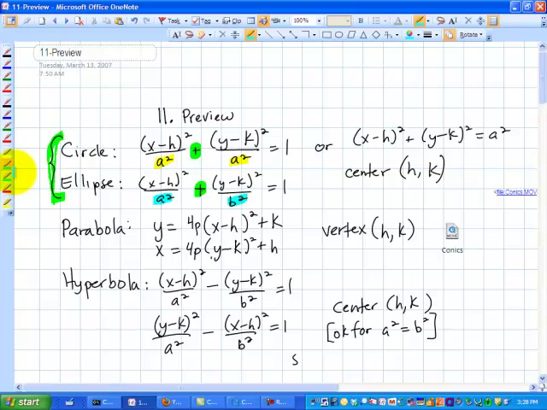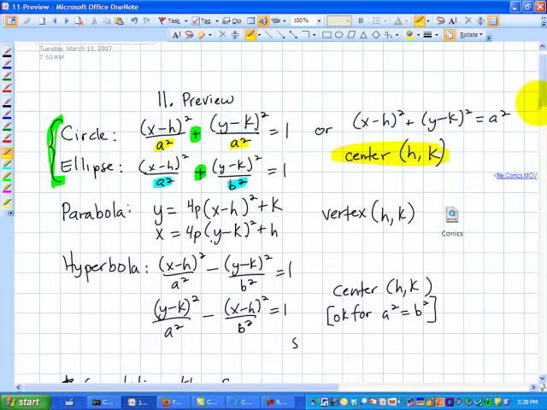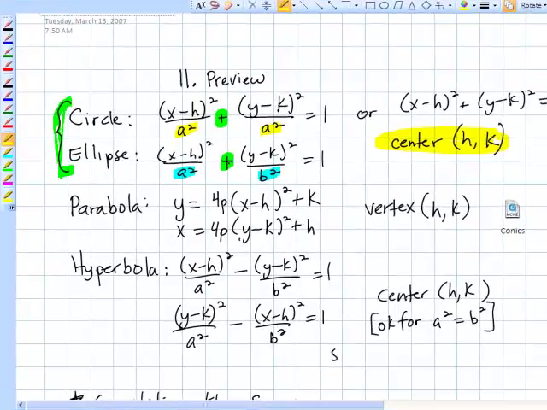And you'll notice that the letter H is always paired up with the X, and the letter K is always paired up with the Y. You'll see that all the way through this whole page. They always go together. And what we get is that these H, K give us our center. All right. The second type of conic section that we saw, the circle and ellipse, I really consider essentially the same type. The second type was a parabola.